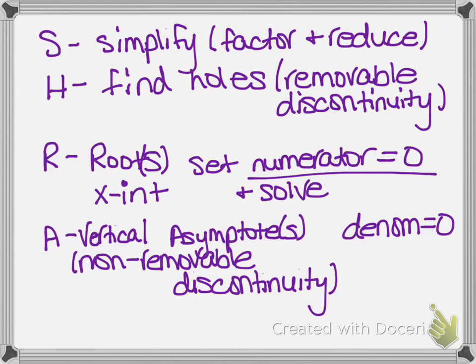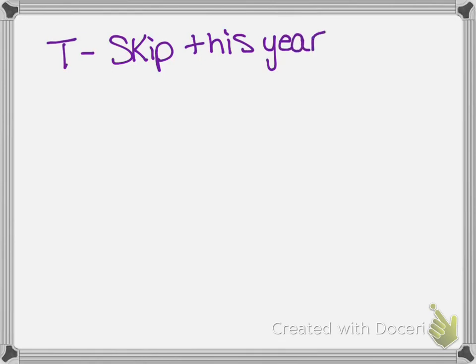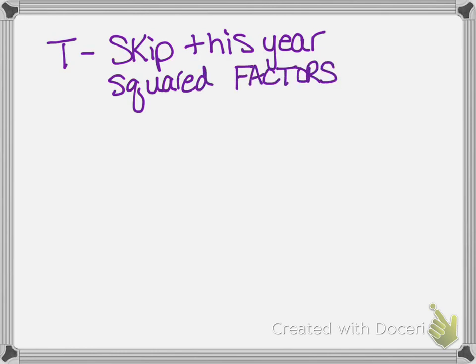Okay? The next step of SHRATEY is the T step. We're not going to do it this year. You will be learning it in pre-cal next year. What you're going to be taught is what's called the tangent or together step. What you're looking for is squared factors in the equation, and those squared factors, depending on whether they're in the numerator or in the denominator, will generate special behaviors in your graph. But like I said, we're not going to be doing it this year.